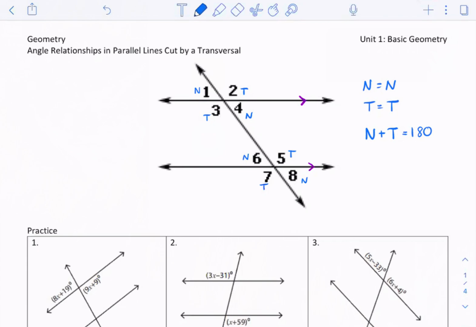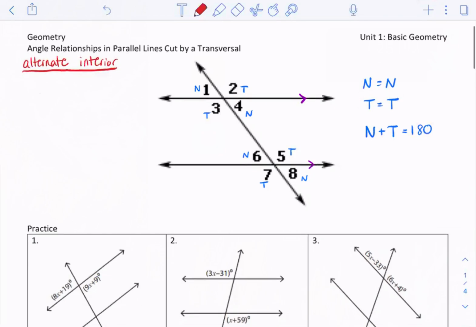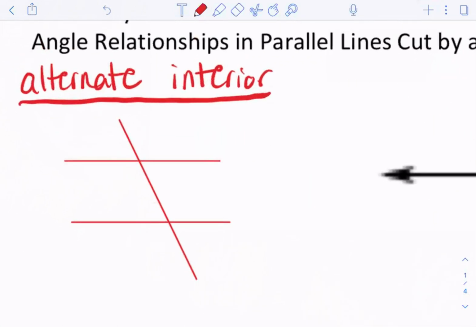Now, I mentioned that there are 2 relationships that are most important for you to know. This first one is called alternate interior angles. Let me show you what that looks like. If I have parallel lines with a transversal, alternate interior angles are the angles that are inside these parallel lines. So here's the inside space of the parallel lines, and on alternate sides of this line.